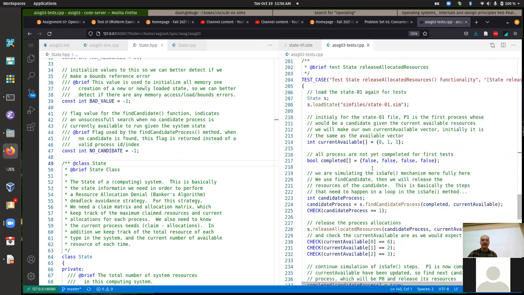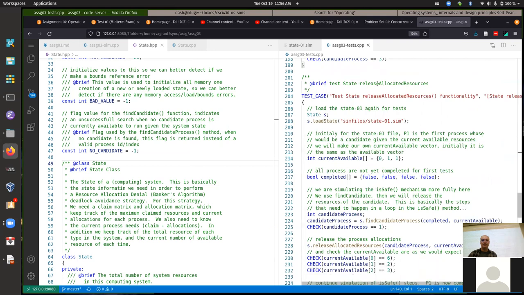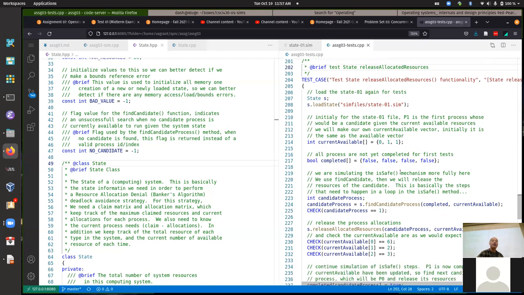So then the third task is to implement the release allocated resources to simulate a process having been selected and being run. So what we're going to be doing in task four is we're going to have a completed array of Booleans, and this array of the current available. When we run a process, we want to set it to be completed, so we'll set its value to true in the completed array, and we want to return the resources that it had allocated back into the current available, so that we can check and see if any new processes are candidates now with our increased available resources.